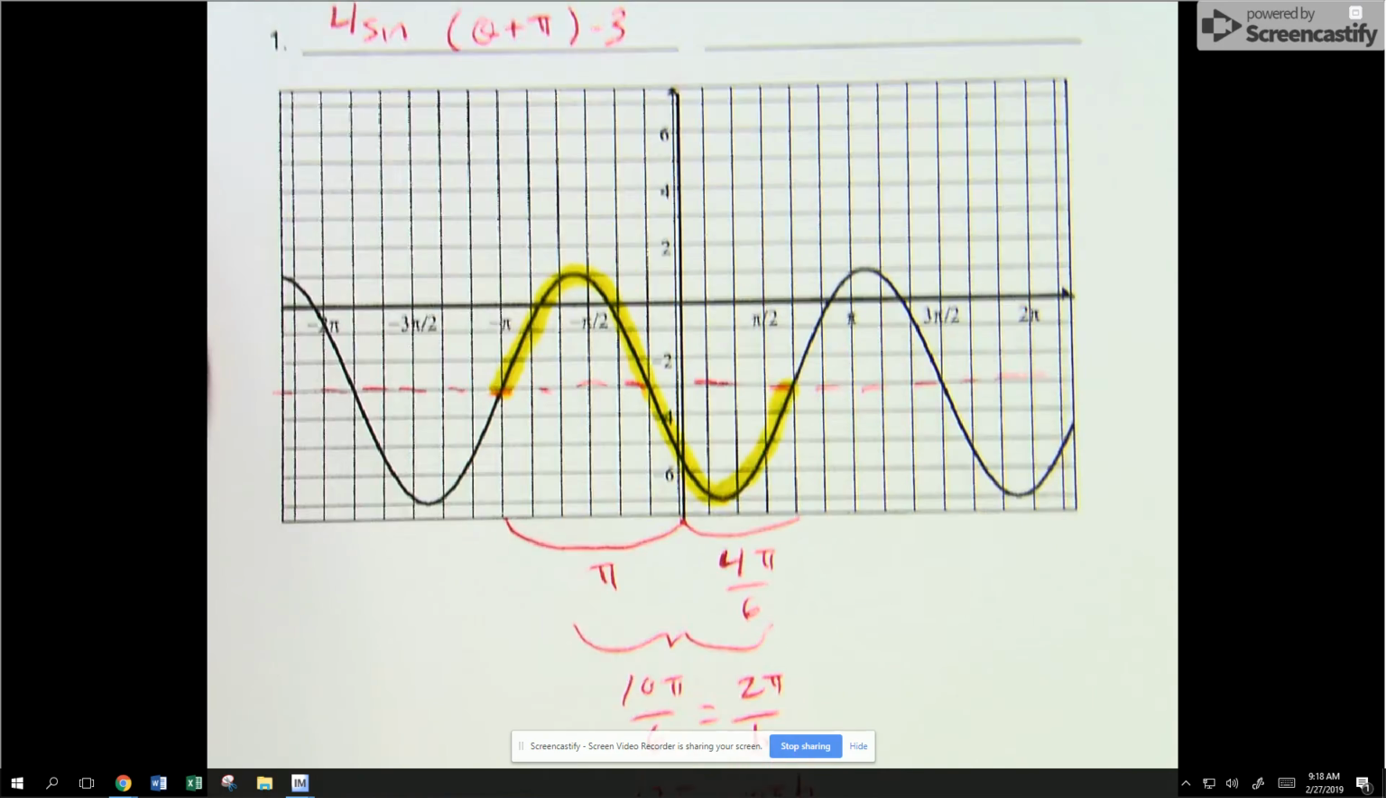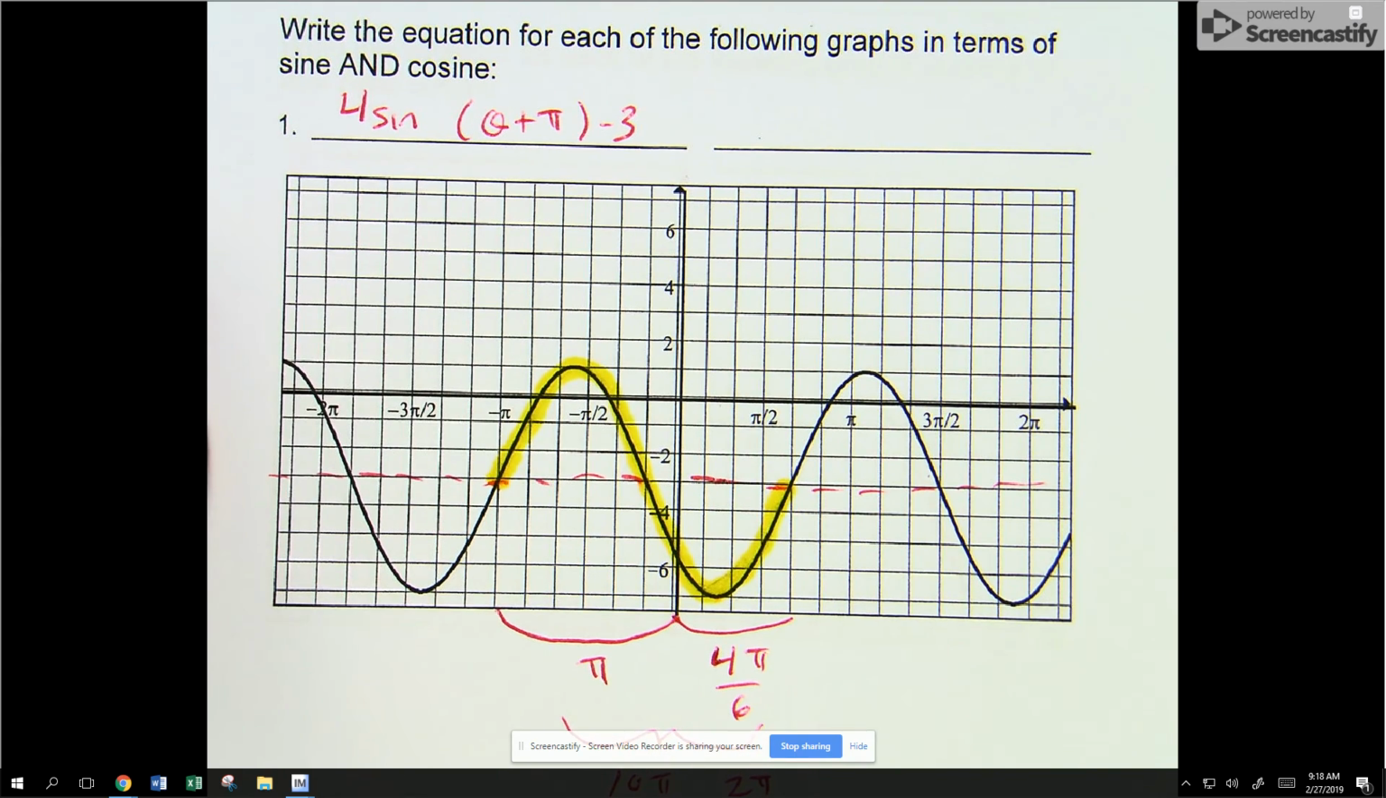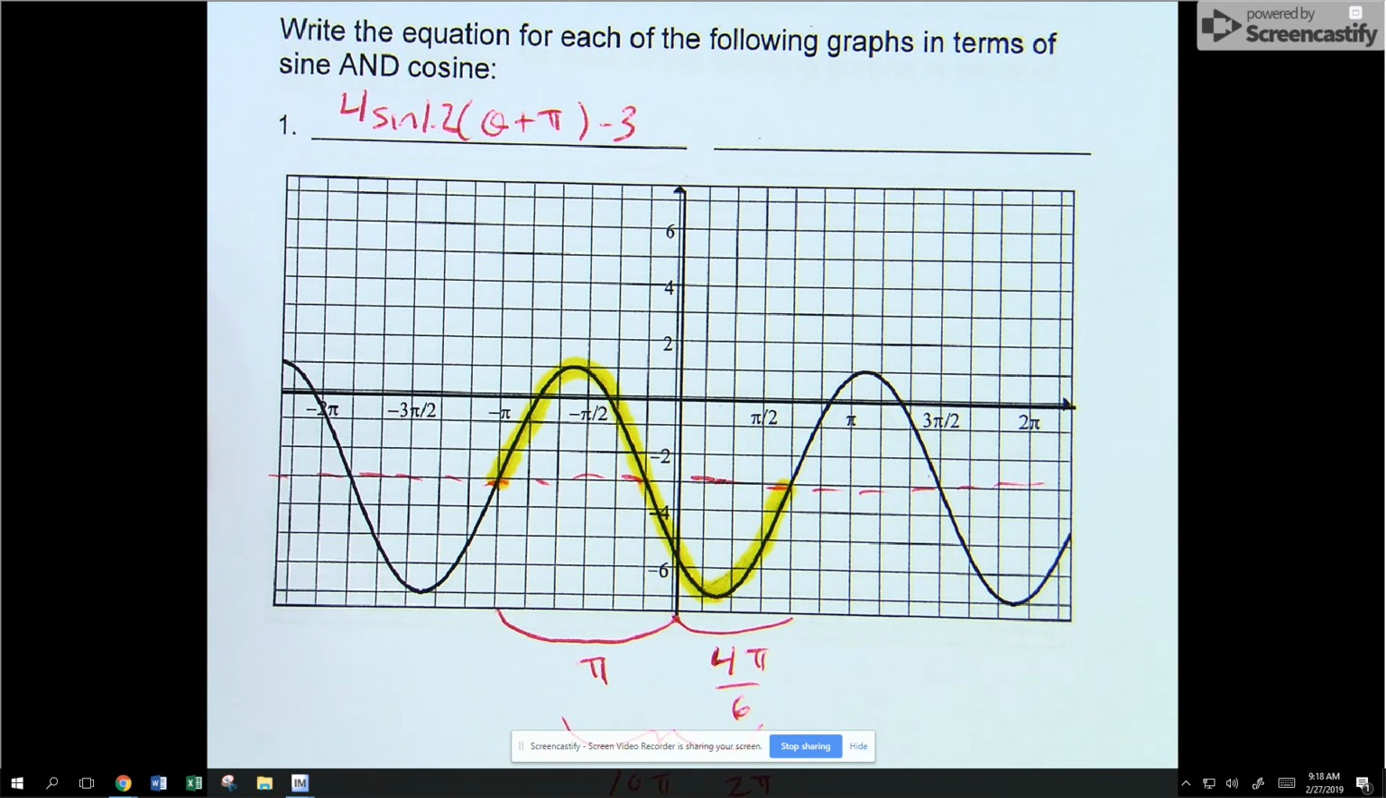All right, so if I fill that into my equation, it's going to be 1.2 theta plus pi minus 3.